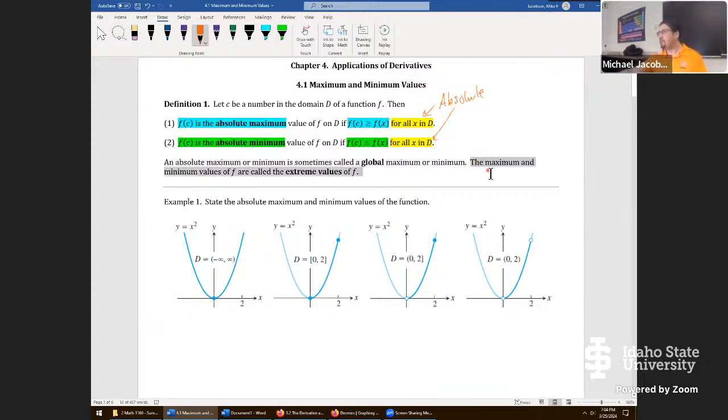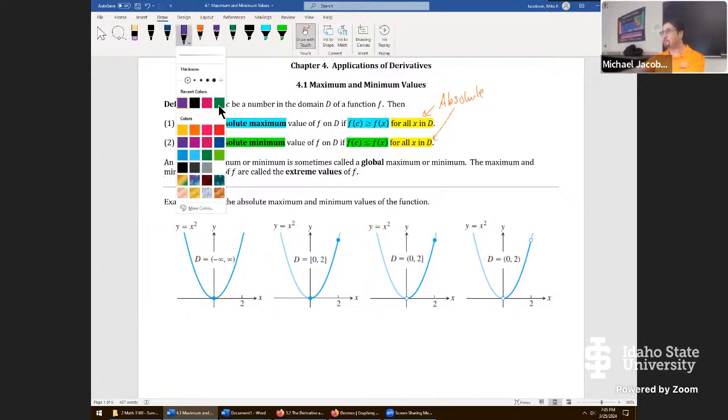If we want to talk about all of these at once, absolute maximums and absolute minimums in the same sentence, we refer to them collectively as extreme values. That's our definition. It's a pretty standard one, but it's honestly kind of technical when you see the inequalities. Visually, it's way easier to spot. So I'll start with the minimum first and go to maximum.